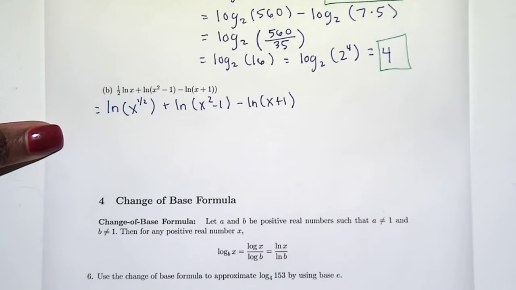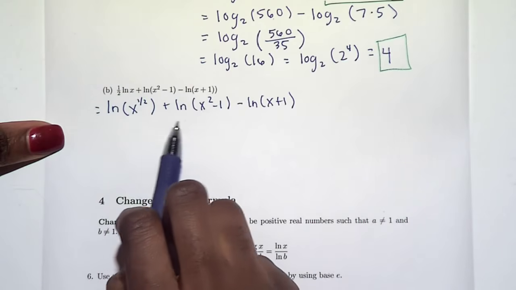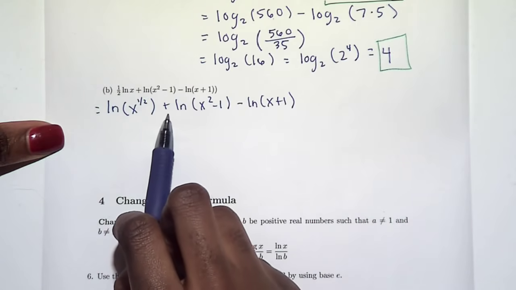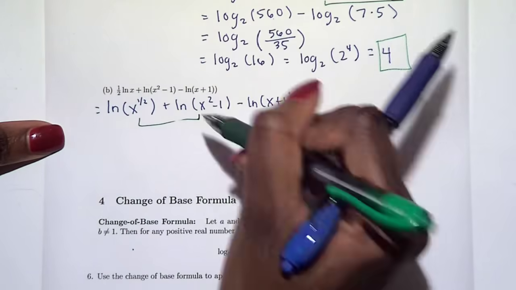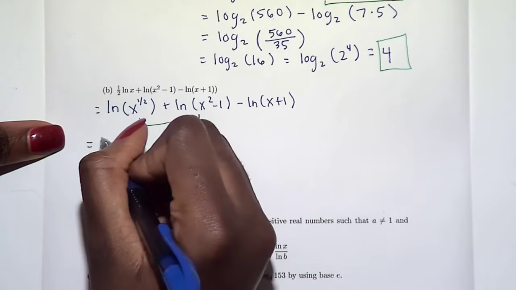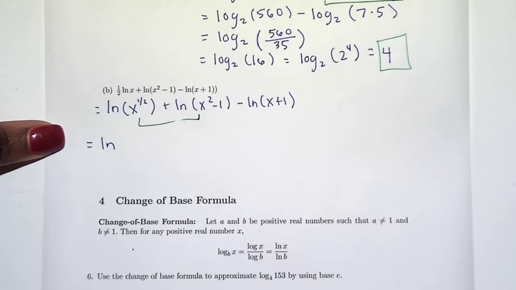All right, next thing I see, I have this nice addition here. Addition turns into multiplication. So we are going to condense this into only one log. And inside of that one log, we're going to have our multiplication.